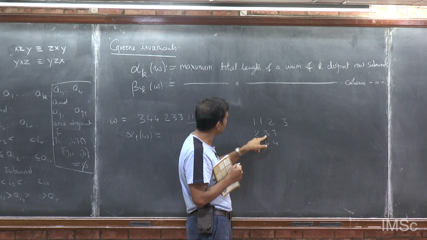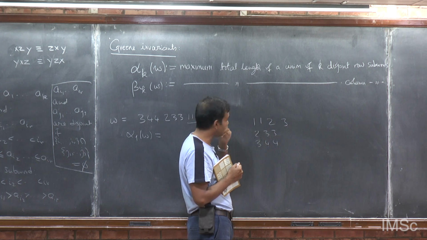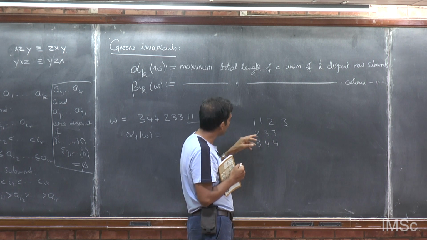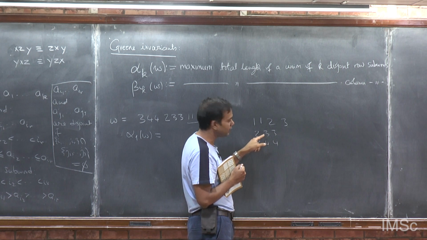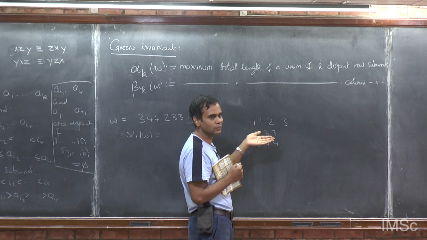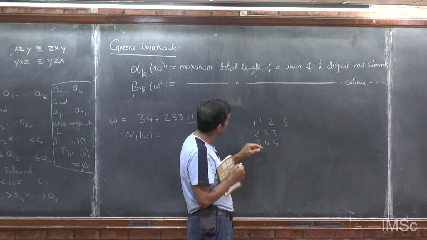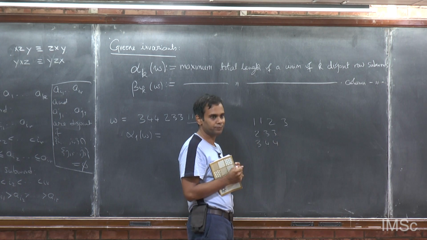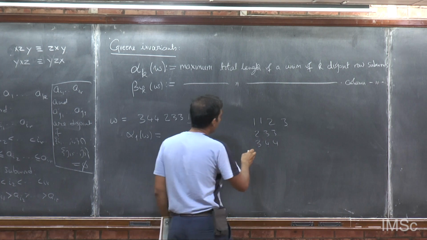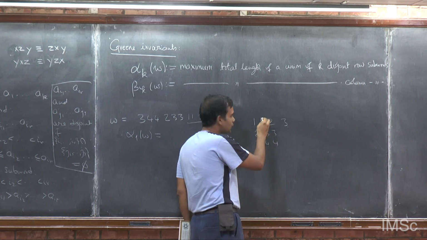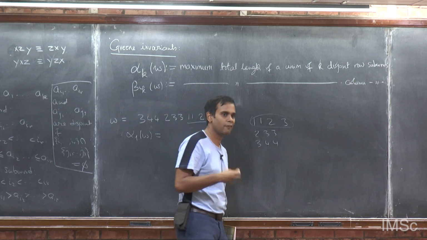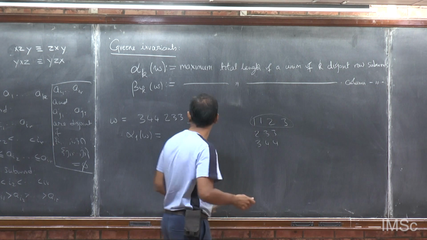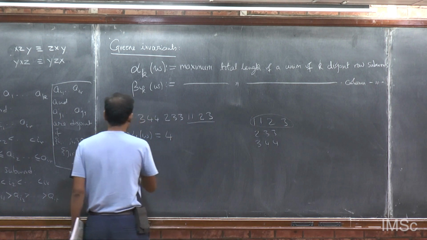Here if I start with this, then maybe I can use this element because it comes later, provided it is, no, but it would be less. So I can't use anything in this column. Basically, once I use up something in a column, I cannot use anything else in that column. So an increasing subword can have at most one element in each column, provided the word I started with was a tableau. So the longest possible subword would have length 4, because there are 4 columns. So here alpha 1 of w is 4.